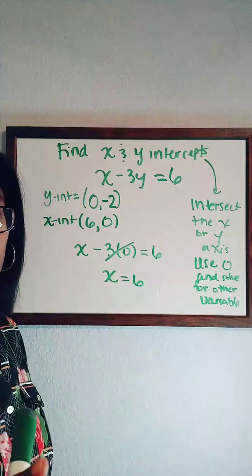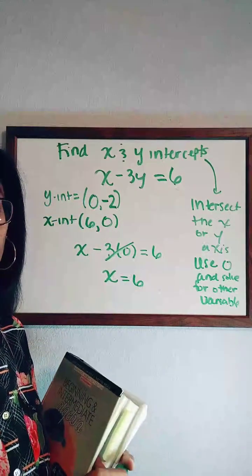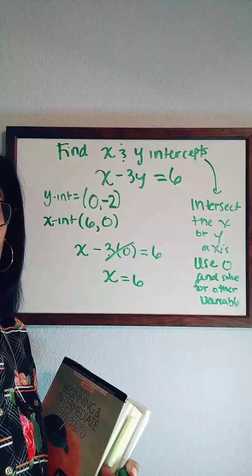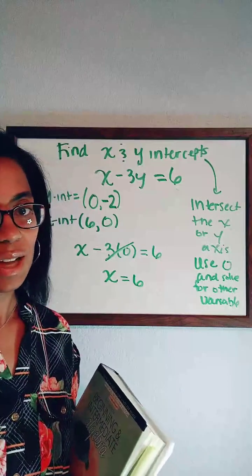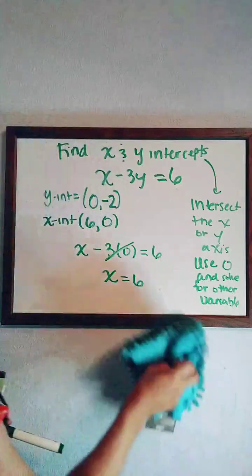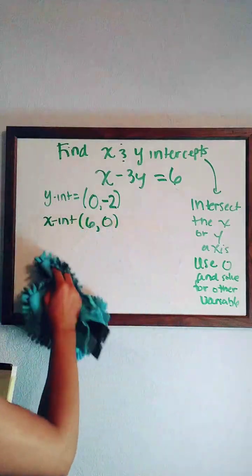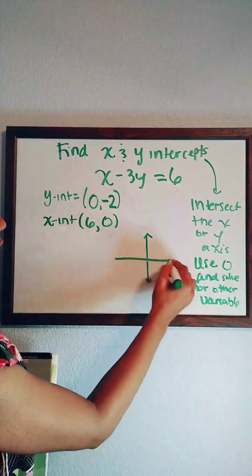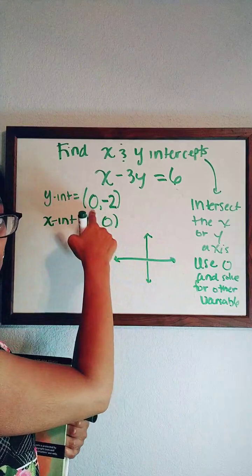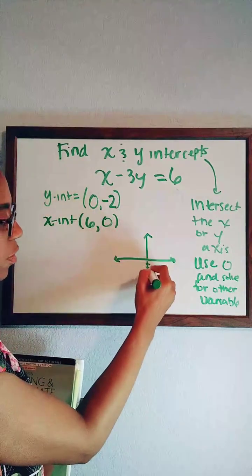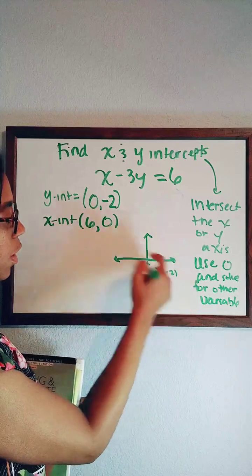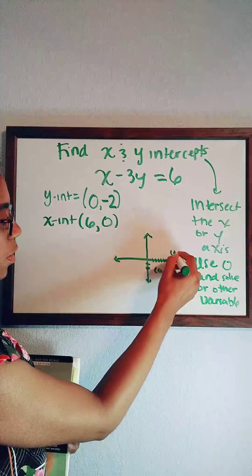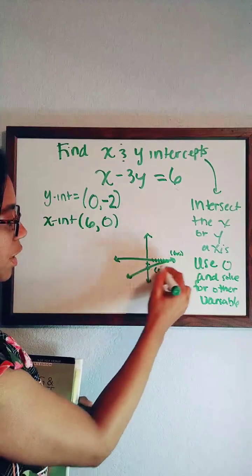Now I have 2 points. I have 2 points, and now I can graph a line because I only need 2 points to graph a line. So let's put this on the graph real quick. Now I have the x and y intercept. So if I wanted to graph this, I would graph 0, negative 2. And then 6, 0. And then I would just connect the dots.